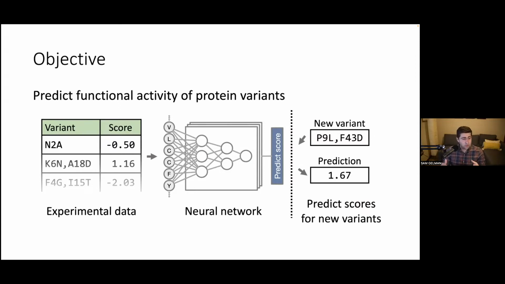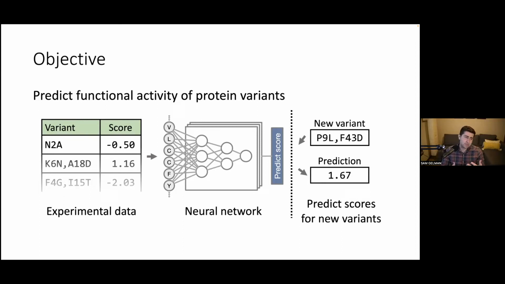And what we do is use supervised learning to train a neural network to predict that functional score. And once the network is trained, we can use the trained network to make predictions for new variants and find those high functioning variants that we want to design and engineer. Now, one problem is if the training data is limited or biased, it can be hard for the network to generalize effectively.